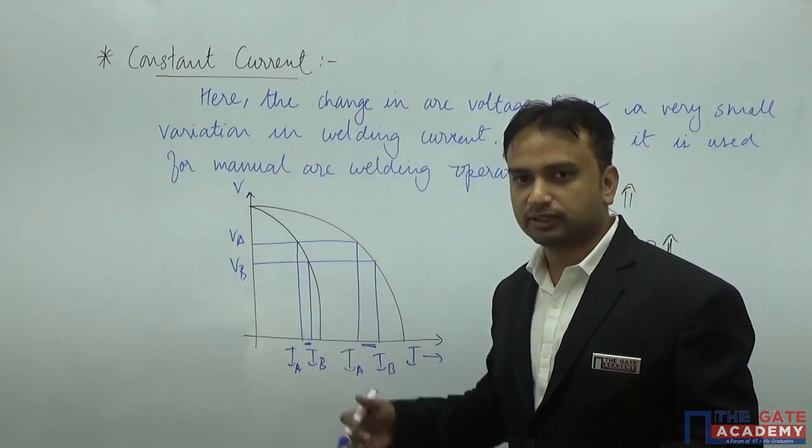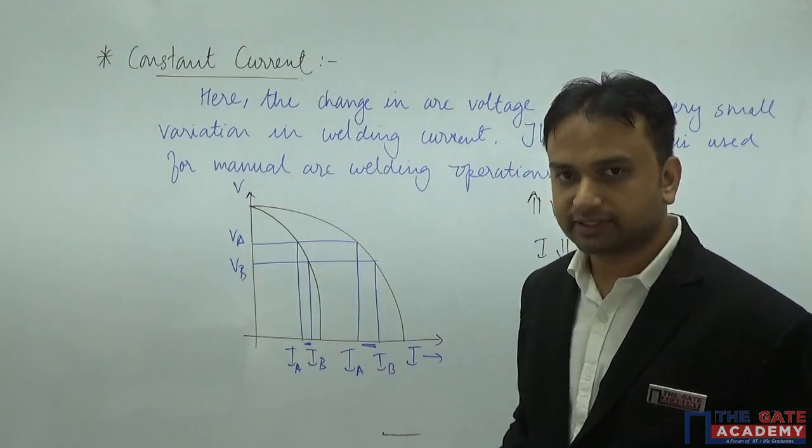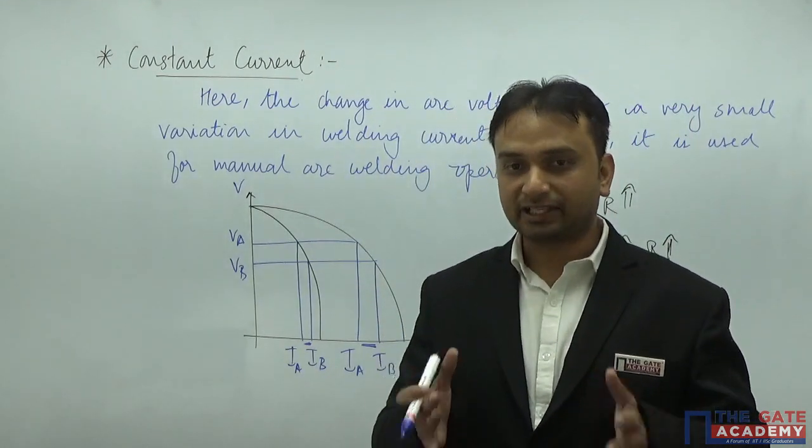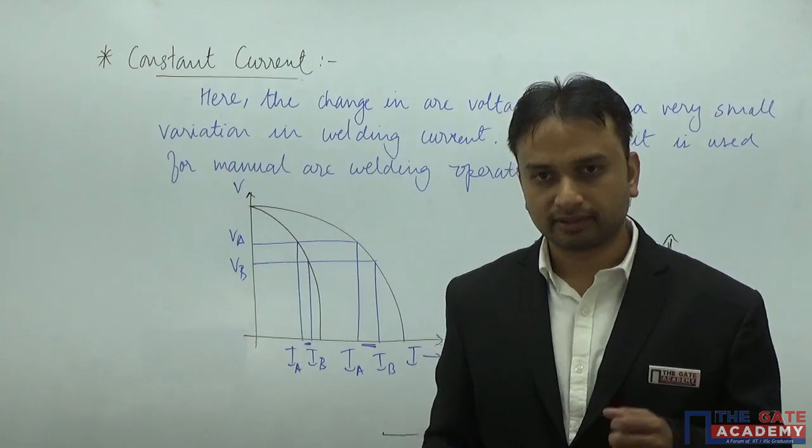Now let us move to the next kind of power source, which is known as the constant voltage power source, which is actually used for automated machines. Let us have a look.